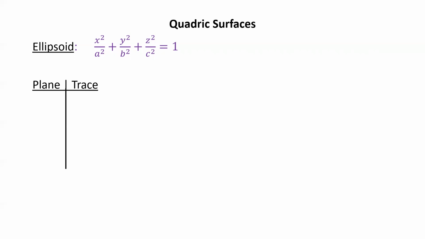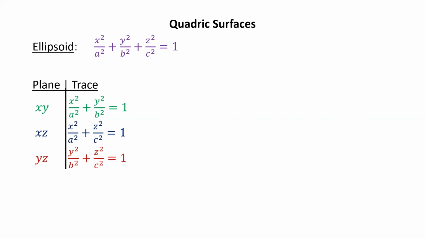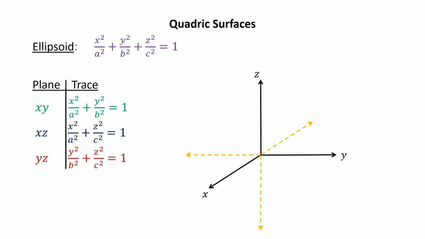The ellipsoid is particularly simple. The trace in the xy plane, well, to find that, we simply set z equal to 0. And we get x squared over a squared plus y squared over b squared equals 1, which you should recognize as the equation of an ellipse in standard form. Similarly, the trace in the xz plane, x squared over a squared plus z squared over c squared equals 1, is also an ellipse. And in the yz plane, y squared over b squared plus z squared over c squared equals 1, another ellipse. So if we sketch the graphs of all three of these ellipses in the coordinate planes, we will get a nice representation of the ellipsoid.